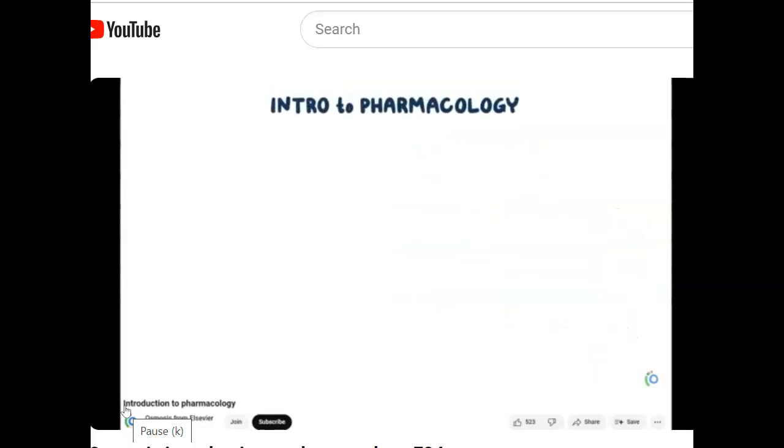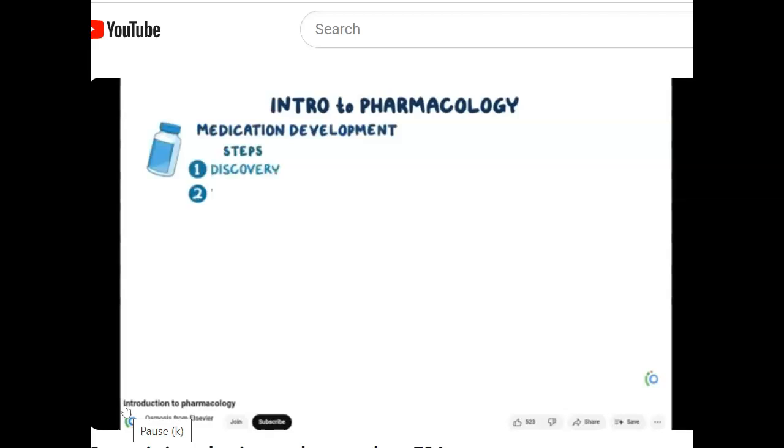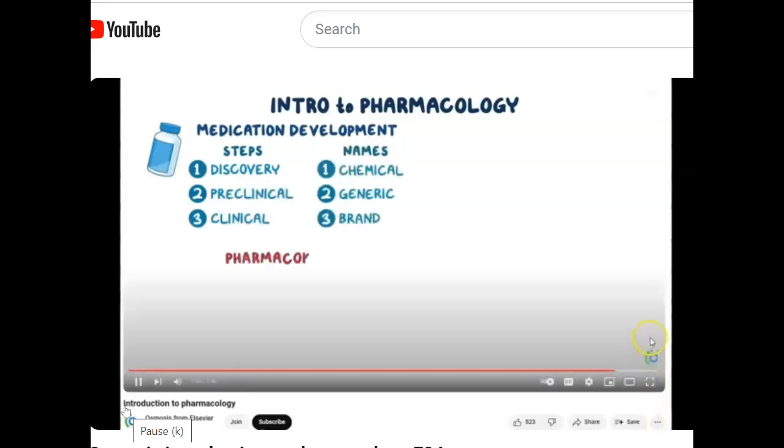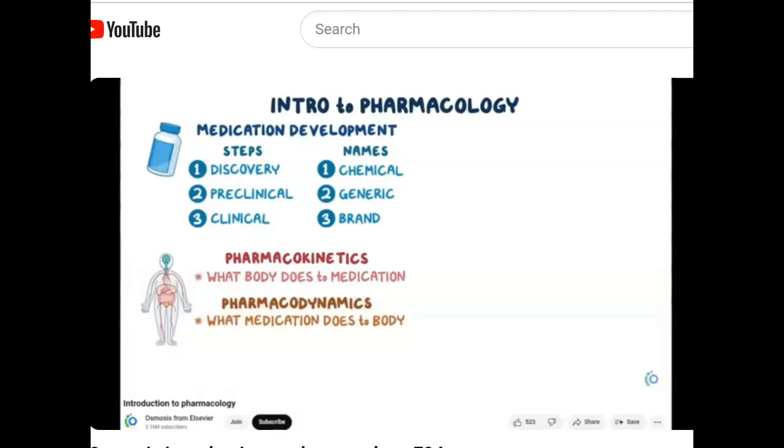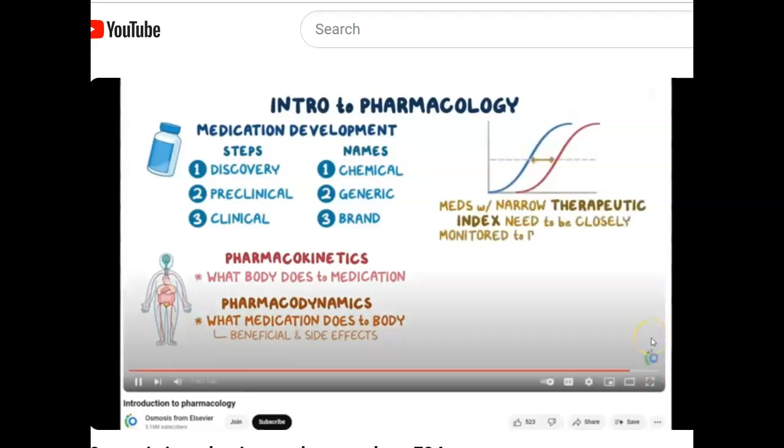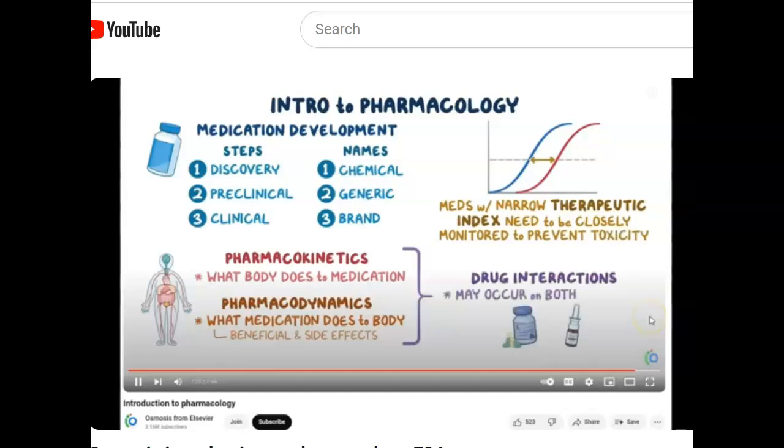Alright, as a quick recap, each medication is developed in 3 steps: a discovery, preclinical, and clinical step, and has 3 names: a chemical, generic, and brand name. Pharmacokinetics studies what the body does to a medication, and pharmacodynamics studies what a medication does to the body, including its beneficial and side effects. Medications with a narrow therapeutic index need to be closely monitored to prevent toxicity. Drug interactions may occur on both pharmacokinetic and pharmacodynamic levels.